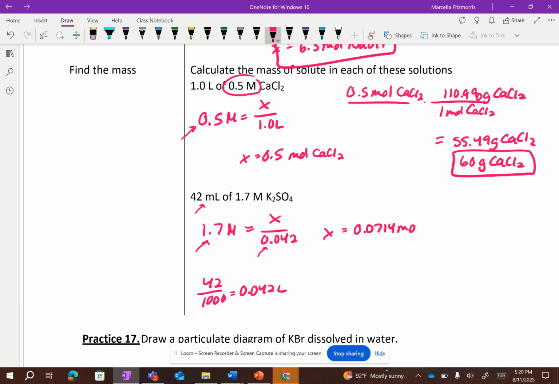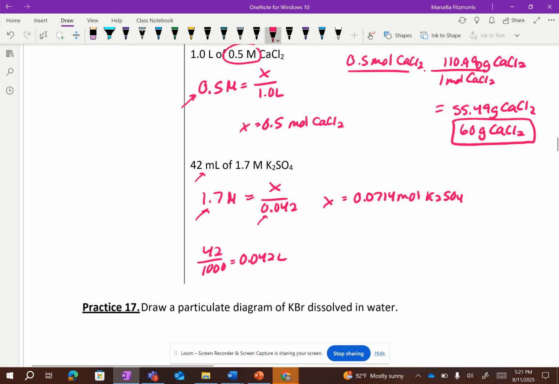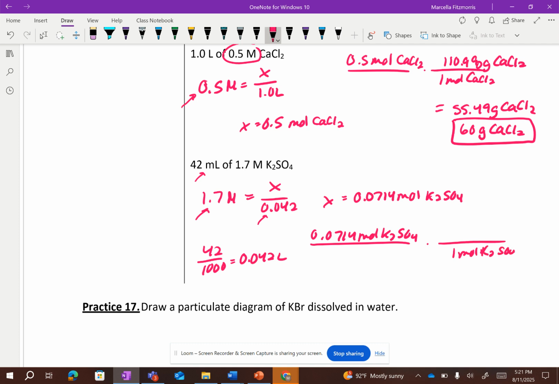And in this case, we find that it is 0.0714 moles of this K2SO4. So if we convert that to grams, by using molar mass and multiplying by the molar mass, we end up finding, to 2 sig figs, because both of these have 2 sig figs, that we have 12 grams of K2SO4.